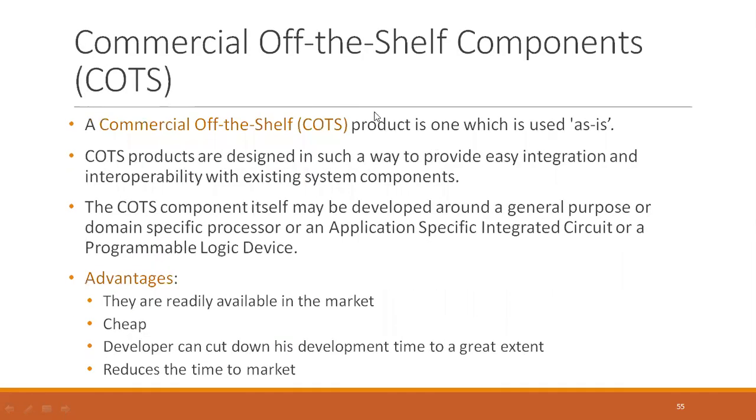The next one is the commercial off-the-shelf components. What is that? It is called the COTS product. A commercial off-the-shelf product is one which is used as is, right? You just use the things as they come. COTS products are designed in such a way to provide easy integration and interoperability with the existing system components.